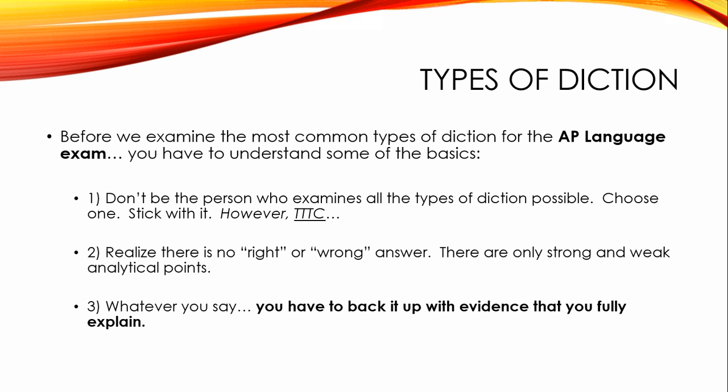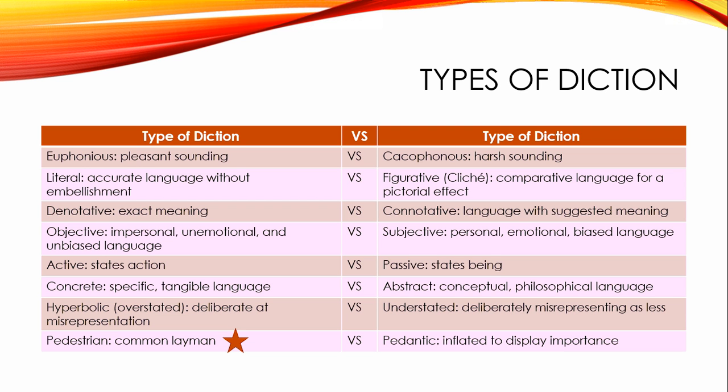You cannot just say, it is this and I am done. You have to say, it is this for the following reasons, or this is how I got there. You have to walk me through your answer. So let's talk about our types of diction. Here's our types, my big giant chart that's also on your handout.